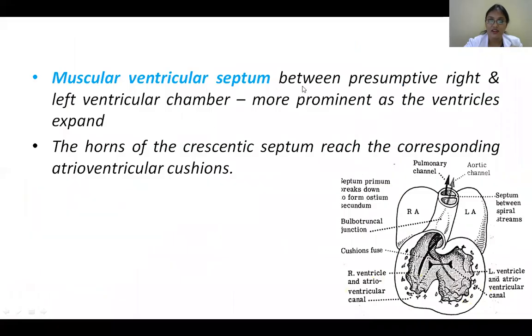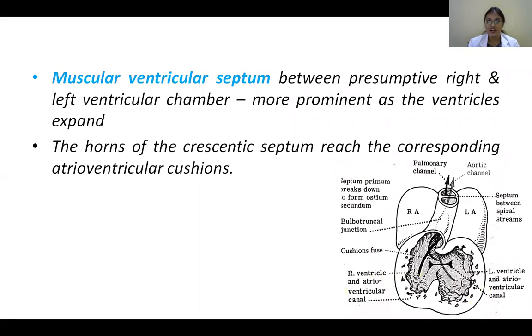See, muscular ventricular septum between presumptive right and left ventricular chamber. So presumptive right is what? Bulbus cordis. So major part of bulbus cordis forms your right ventricle. This is one important question we ask in the embryology viva. The left ventricle will be showing you the heart tube. You have to be able to identify the parts of the heart tube and their derivatives.